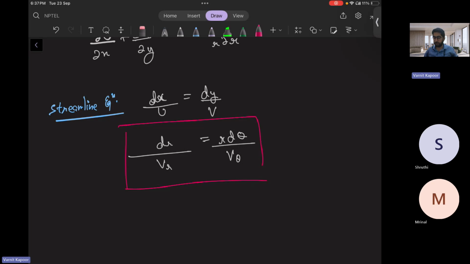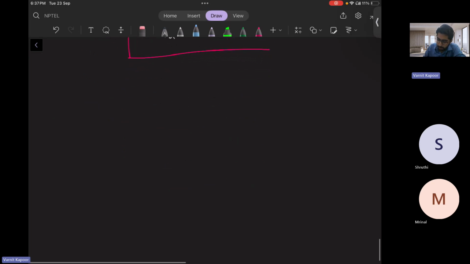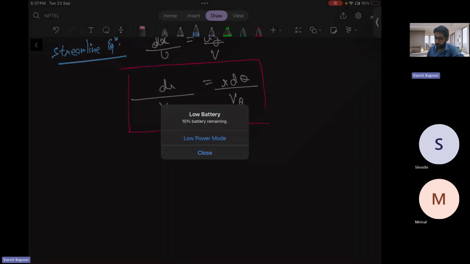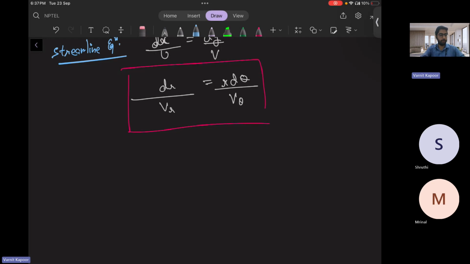So let's come to the topic of acceleration of the fluid flow. Although we started this in the last tutorial, now let's come to acceleration of fluid flow.